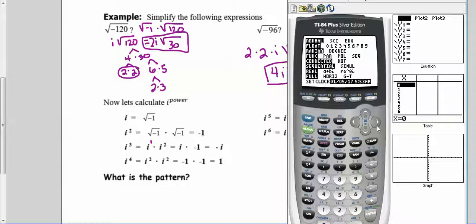and then press enter on that. Then we can do second quit, and we need to be able to see the i. The i is above the decimal down here, so I'm going to do i squared. So second i and to the second power. It tells you i squared is negative 1, and you can do i to the third, second i raised to the third, and you can do i to the fourth.